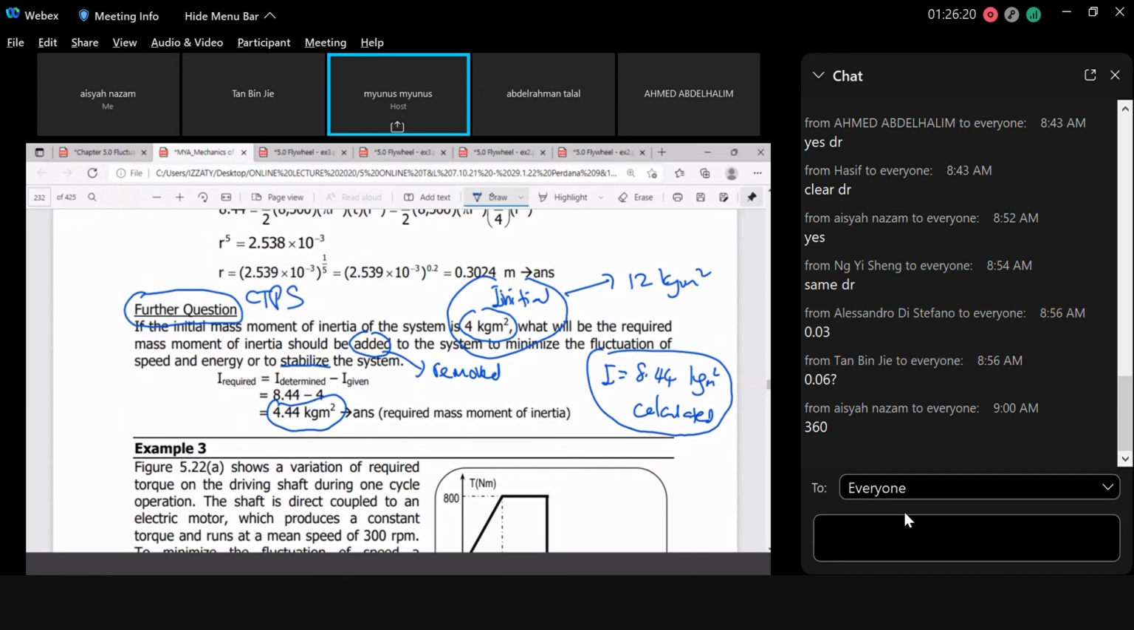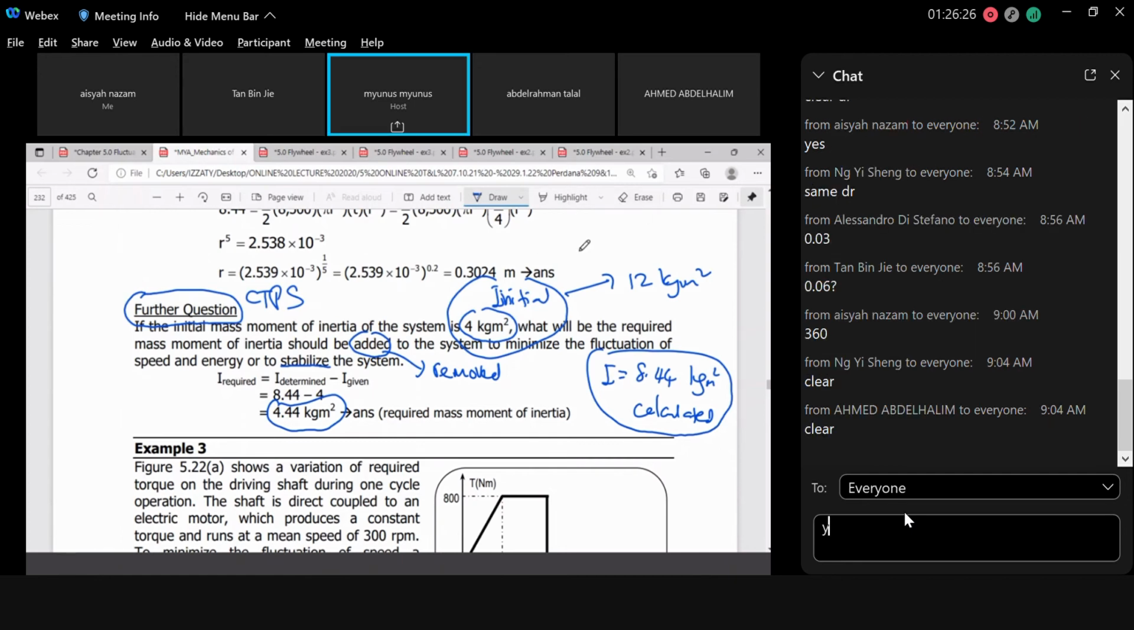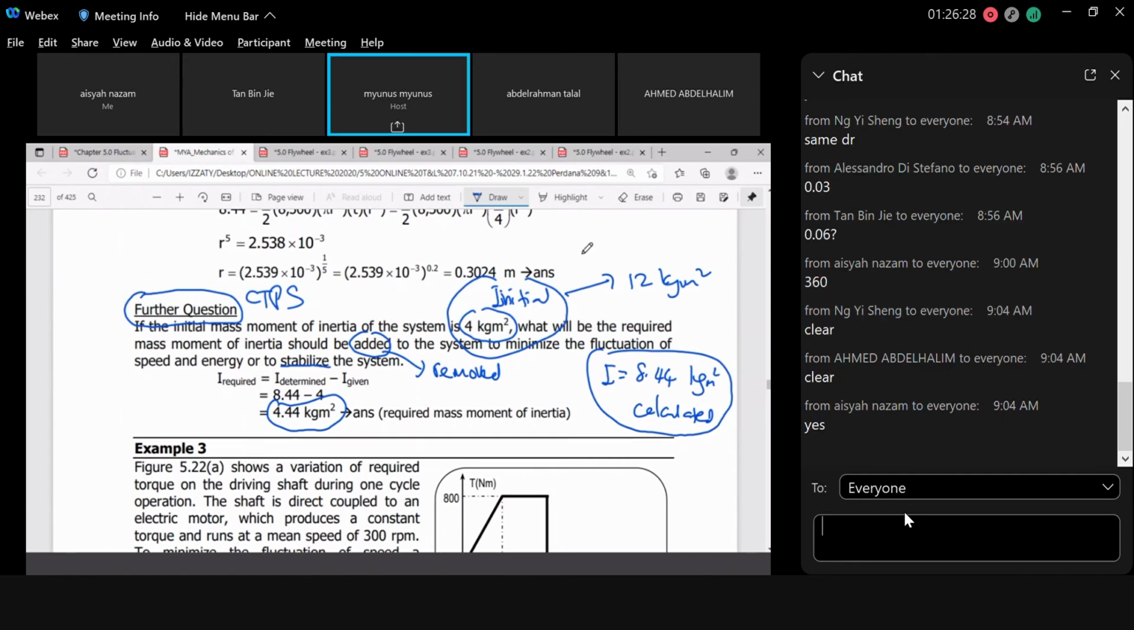Is that clear or not? No one. Thank you, Ahmad. Thank you, Kor. Thank you, everyone. Thank you, Aisha. So sometimes you'll be asked to remove, but in practice, it is easier for us as engineers to add something rather than to remove.